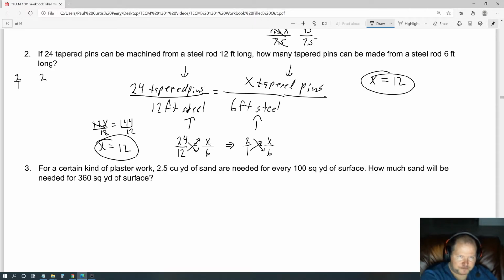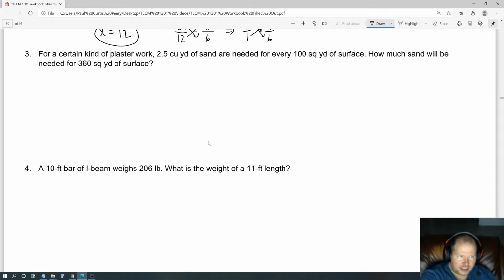Okay, so let's try the next one. And again, I'm thoroughly labeling everything, not because I expect you to, but I'm just trying to make the point of how to set these up. So this one's saying, for a certain kind of plasterwork, 2.5 cubic yards of sand are needed for every 100 square yards of surface. How much sand will be needed for 360 square yards of surface?